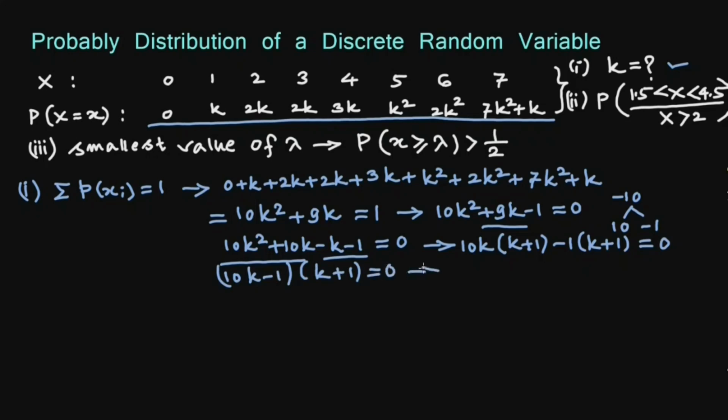Equating each factor to 0, we get two values of k, the first being 1 by 10 and the second k equals minus 1.